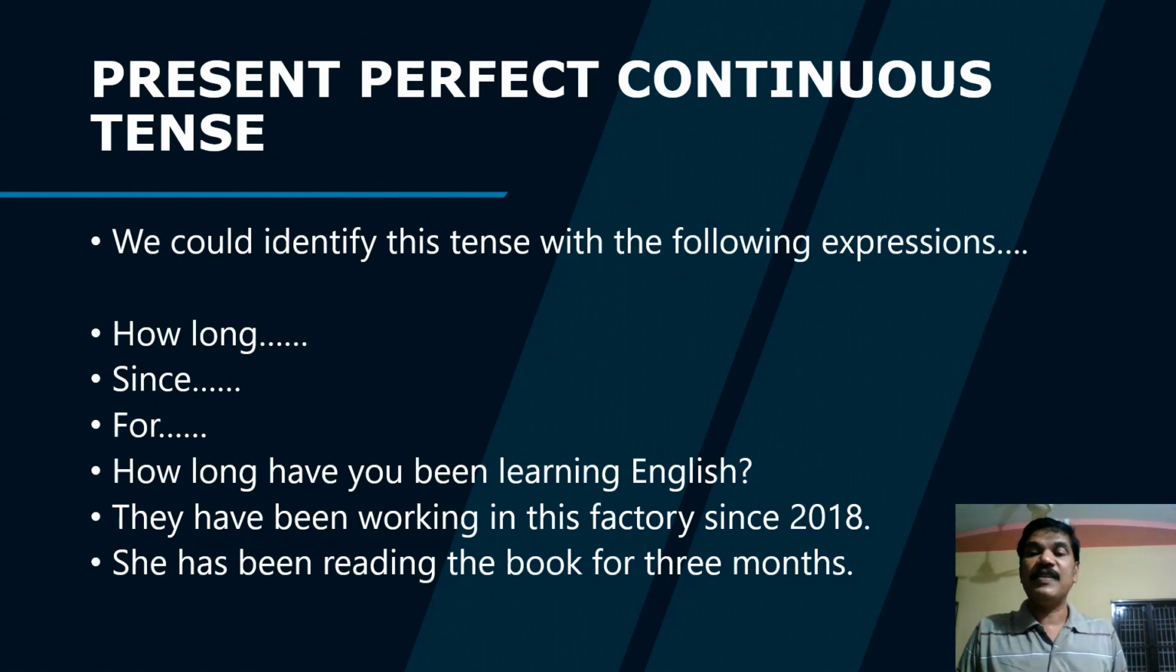Okay, students and friends, we could identify this tense with the following expressions: how long, since, for. See the examples. How long have you been learning English? Most of the times we use how long in present perfect continuous tense. Since: they have been working in this factory since 2018. For: she has been reading the book for 3 months.